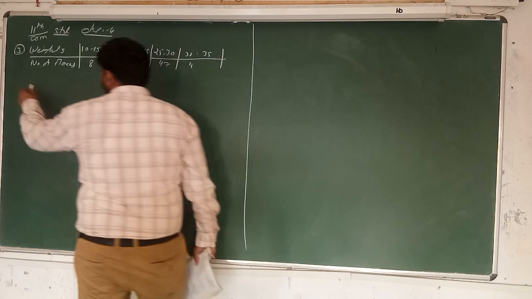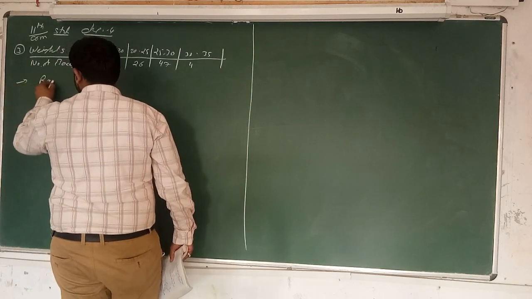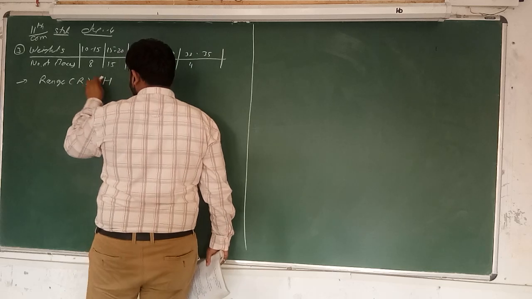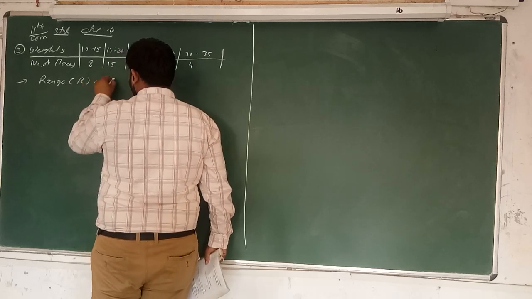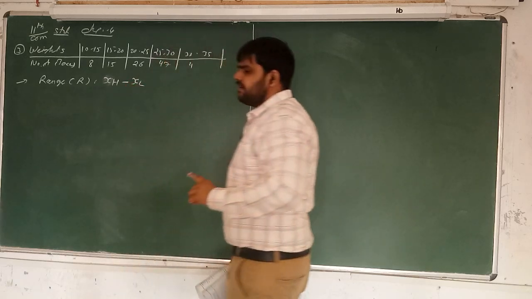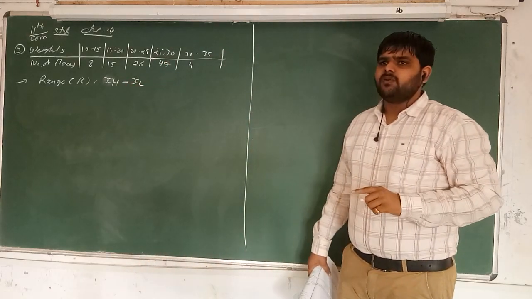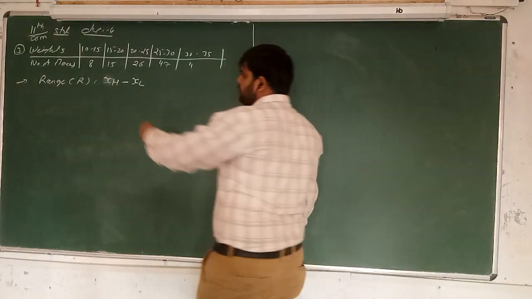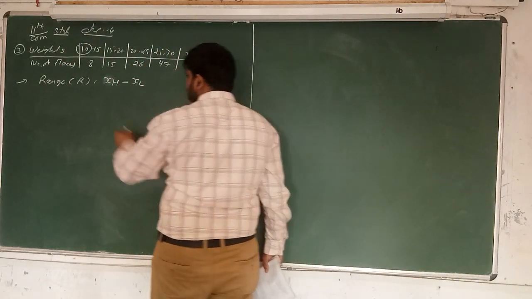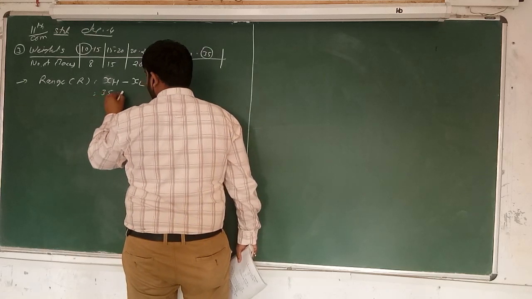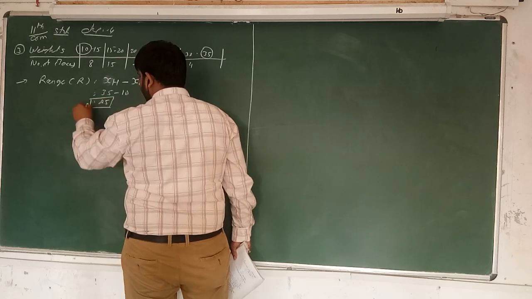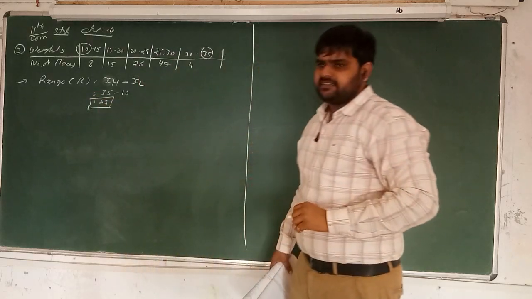So what is the formula of range? Range R is equal to XH minus XL, which means higher value minus lower value. The lower value is 10 and the higher value is 35. So simply, 35 minus 10 is equal to 25. That is your first answer, the range.